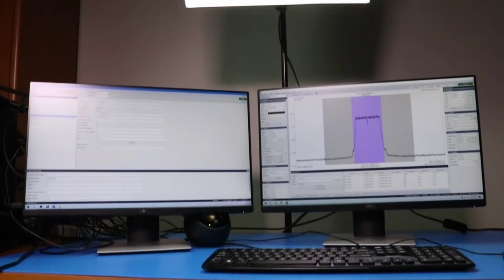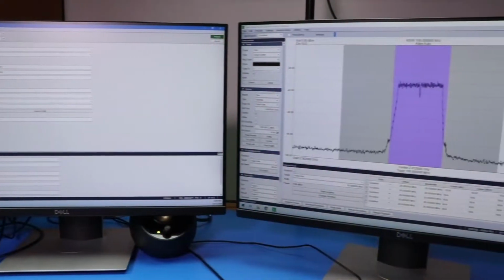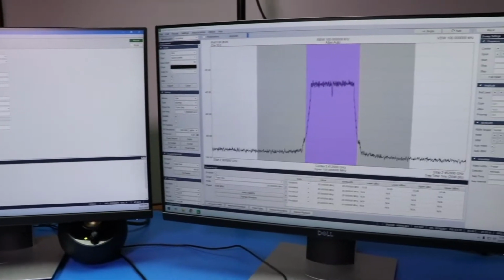In this video, we are going to talk about the importance of channel power and adjacent channel power, their role in spectrum analysis, and how you can use the Signal Hound Spike software to perform these measurements.